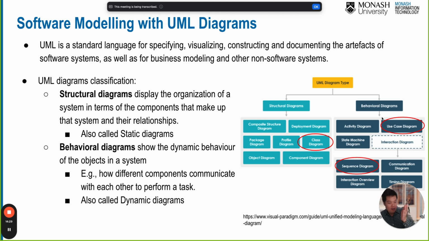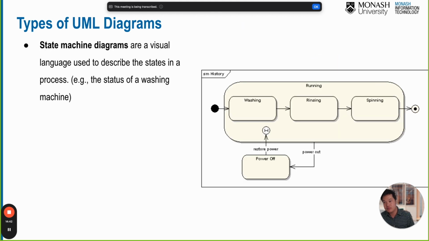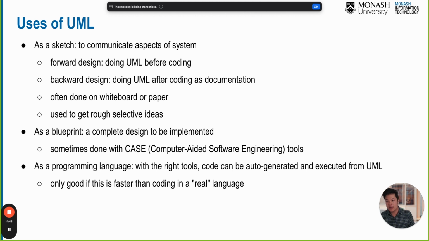On the left hand side, structural diagrams. Within this unit, we only focus on the class diagram. For the behavioral diagrams, we focus on the use case diagrams and the sequence diagram. Very good. And then, why do we need to use UML diagrams? Because we have to use them as a sketch.